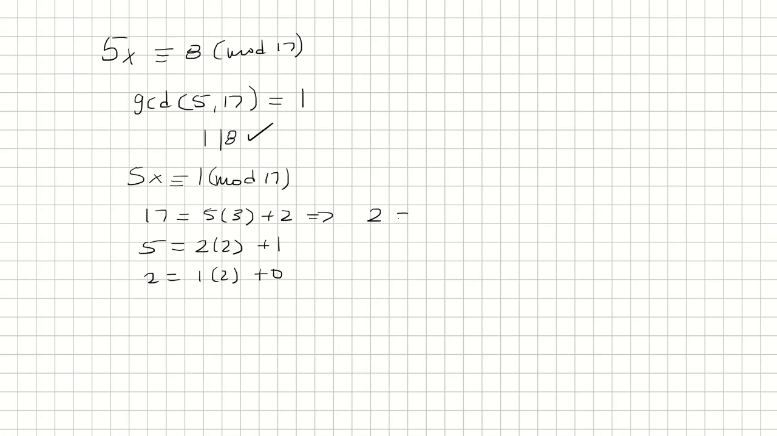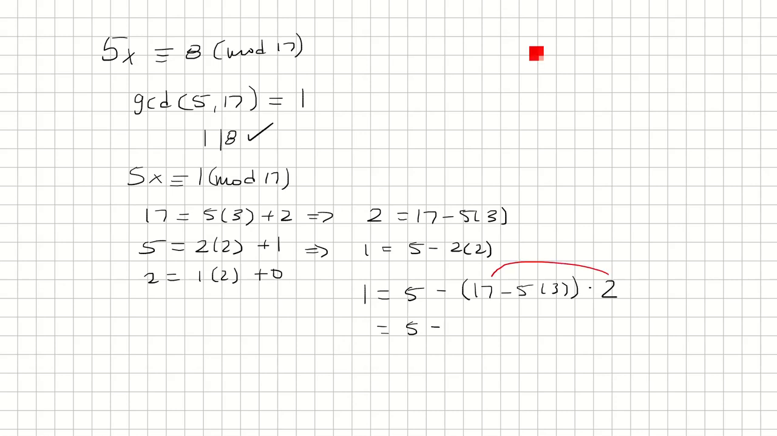This means that 2 is equal to 17 minus 5 times 3. And then this means 1 is equal to 5 minus 2 times 2. So now we just work backwards. So we know 1 is equal to 5 minus 2 times 2, but 2 is 17 minus 5 times 3. And then we'll just distribute, so we have 5 minus, and then we have 2 times 17. So we can think of that as 17 times 2.